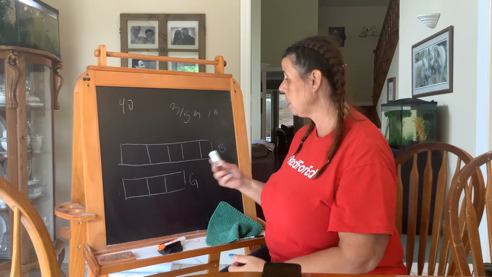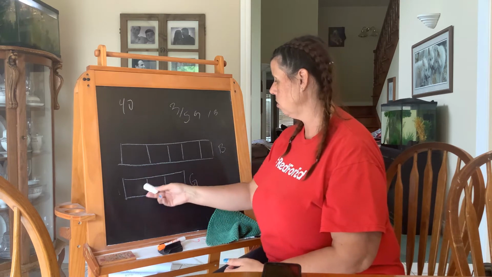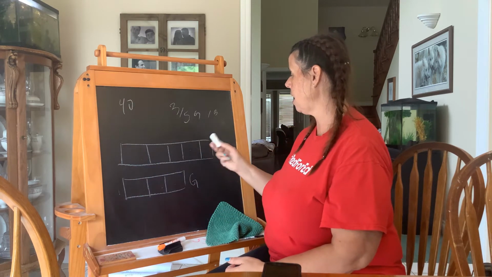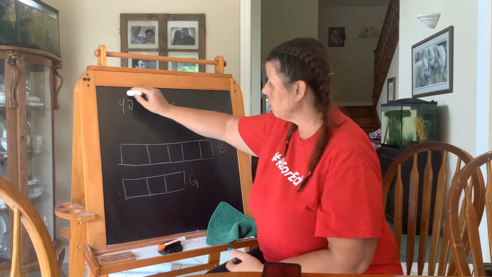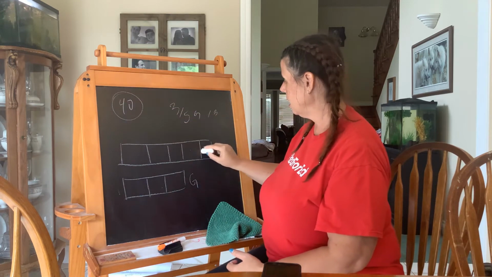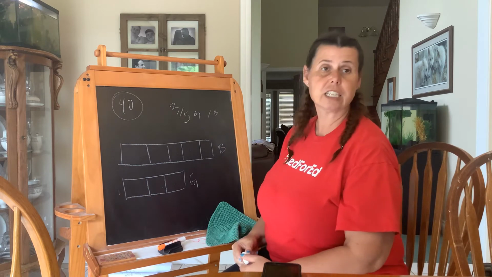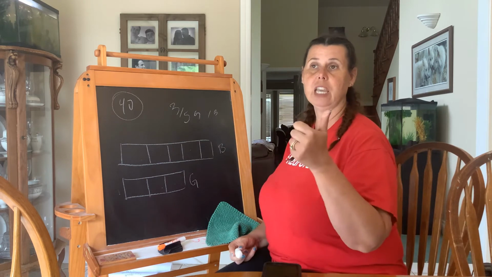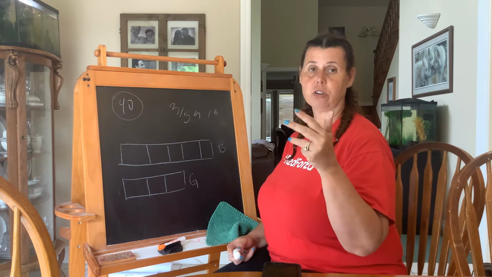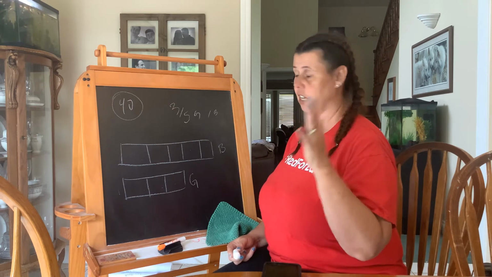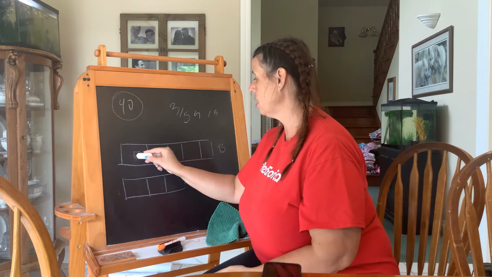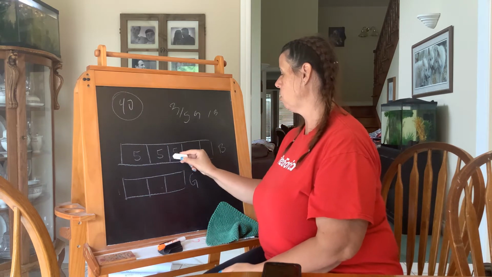So how many pieces do we have altogether? 1, 2, 3, 4, 5, 6, 7, 8. So we have to divide our 40 students into 8 boxes. How many times does 8 go into 40? 8 times what is 40? 8, 16, 24, 32, 40. 5 times 8 is 40. So that means that each of these boxes is worth 5.